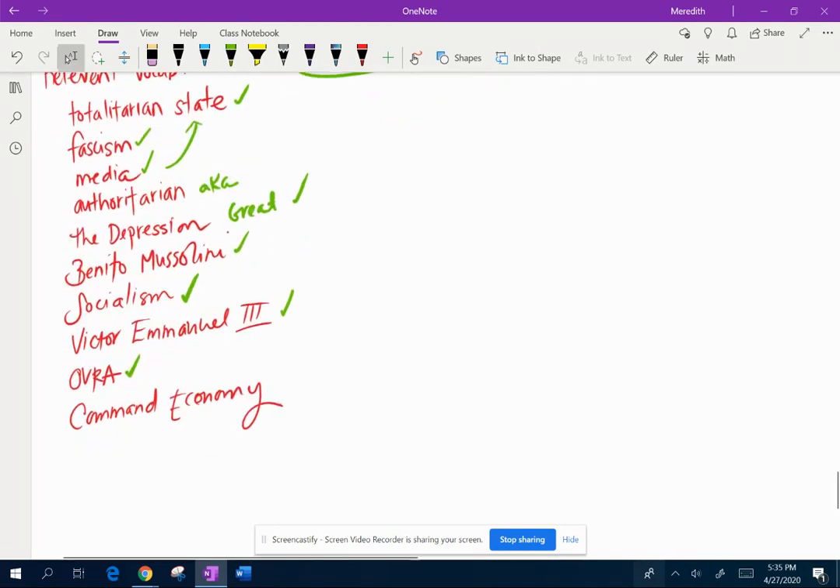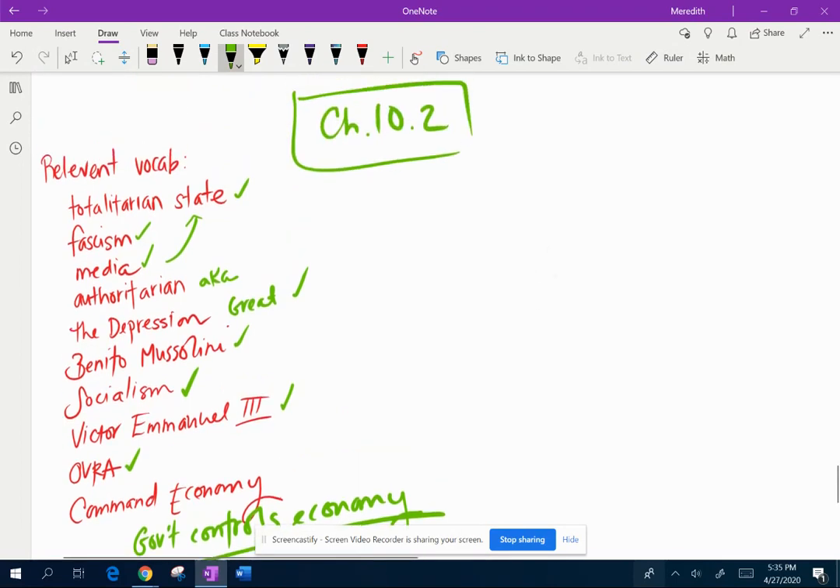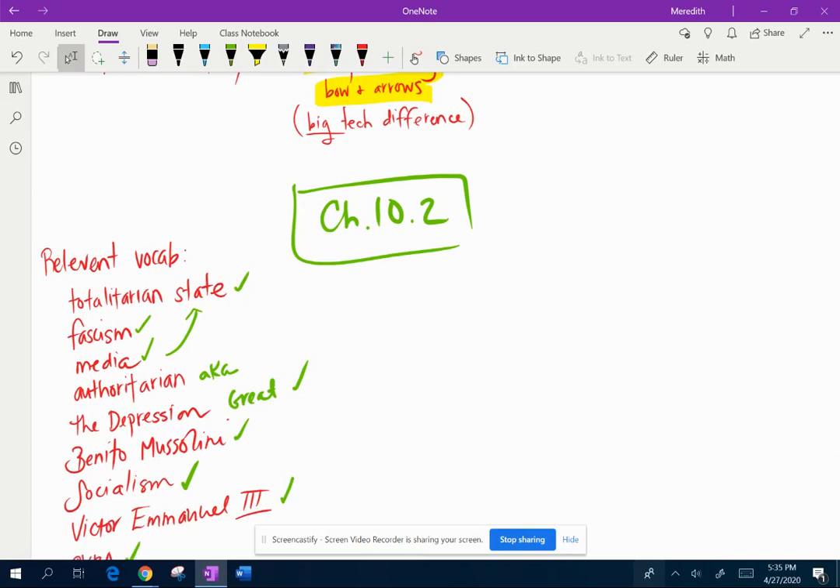And then command economy is going to be both Italy and Russia, but it's just when the government controls the economy, which Benito Mussolini, I mentioned he does, but I don't know how explicit I was, so I just want to hit that. But there you guys go. There's your lecture for totalitarianism in Italy, just right up until World War II, and then we get to talk about Hitler.